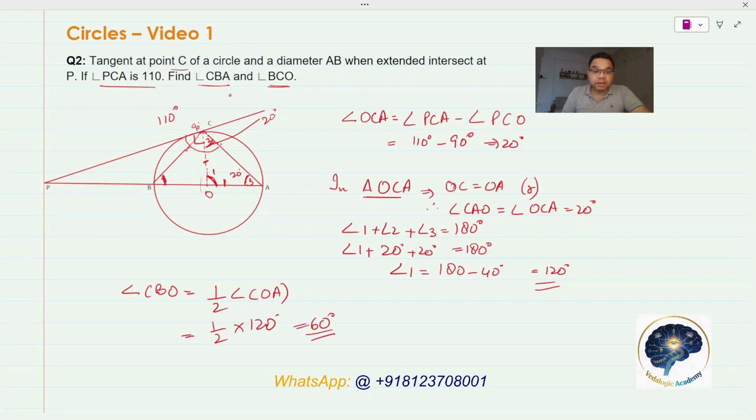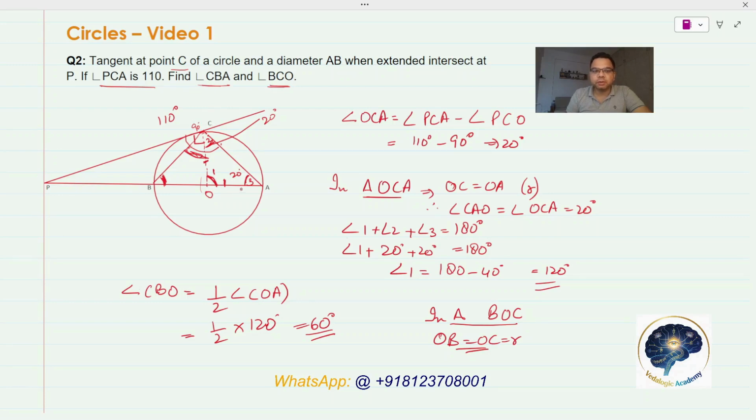But you remember one more thing, in this particular triangle BOC, we have OB equals OC. So both are radius, right? So angle CBO and BCO are also equal. This and this are equal. So both are 60 degrees. We have to find CBA.